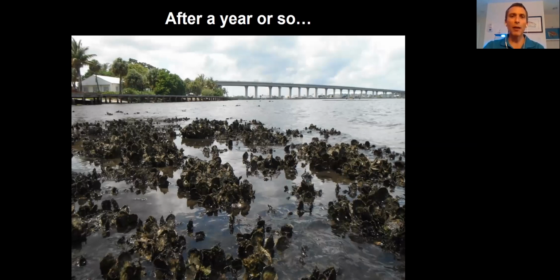And if you look, after about a year or so, these reefs are completely covered in healthy oysters in the best scenario. So in a spot that is really conducive to oyster growth, like here in downtown Stuart, the oysters grow very quickly and are able to cover those bags all the way.